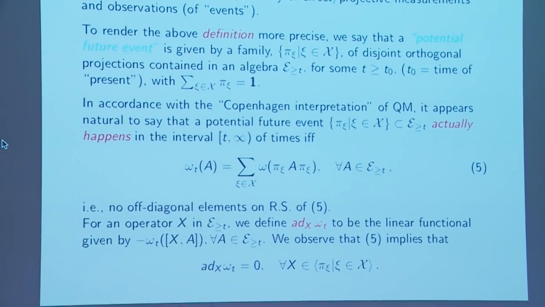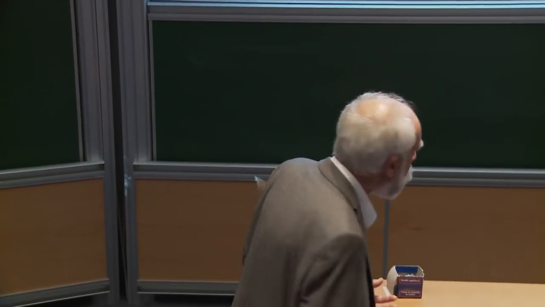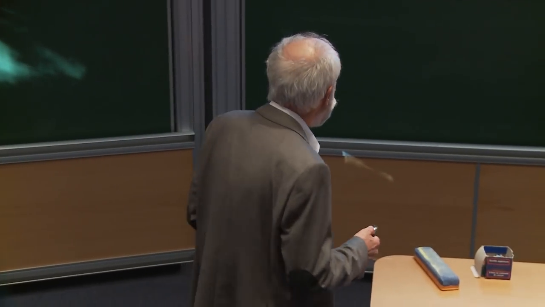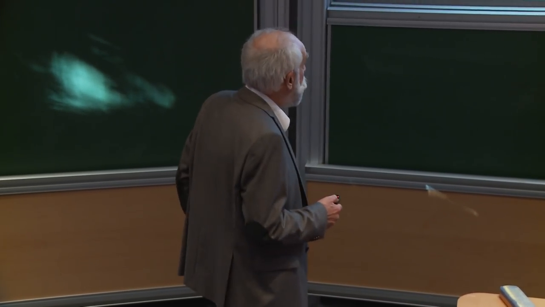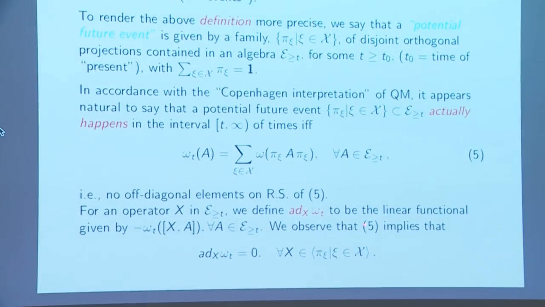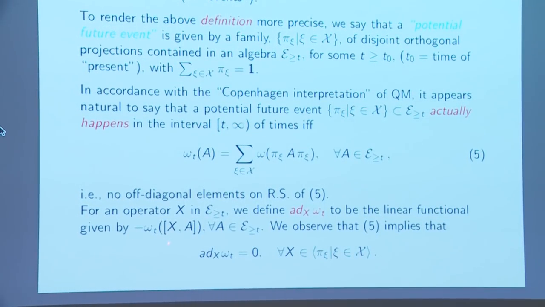Is this clear? At least for people who know a little quantum mechanics, I guess it's pretty clear that this is a reasonable mathematical expression of the Copenhagen stuff. So, for an operator x in E greater or equal to t, we define the adjoint action of x on the state omega t to be the linear functional given by a maps to minus omega t of the commutator of x with a. Okay, so this is saying that they are sort of diagonal in the same basis. Yes, so now, of course, condition 5 implies and is implied by saying that ad x omega t vanishes for all operators x generated by these projections.